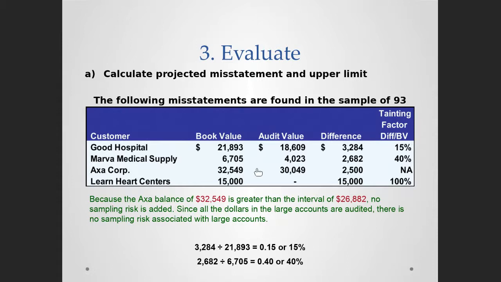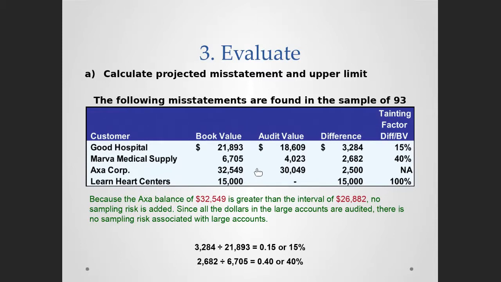The third one is a number that is greater than the sampling interval. And all numbers that are greater than the sampling interval were selected in the sample of 93 and verified. Therefore, we don't need to calculate any projection because we know the actual in this category.